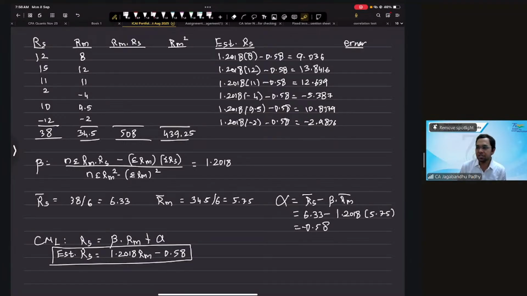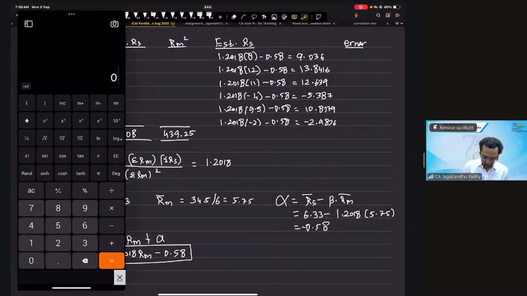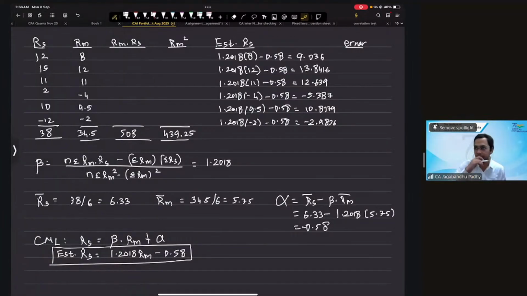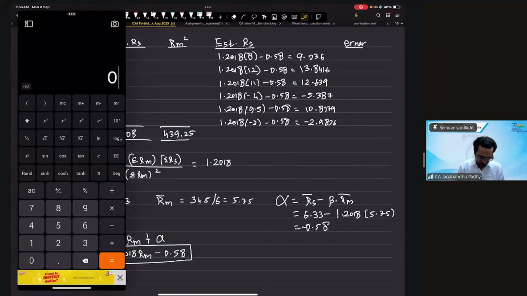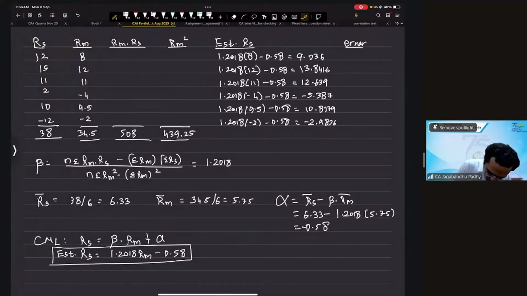How much is the error in our estimation? First up, is there an error in our estimation? Yes. How much is that? 12 minus 9.036, which is 2.964.